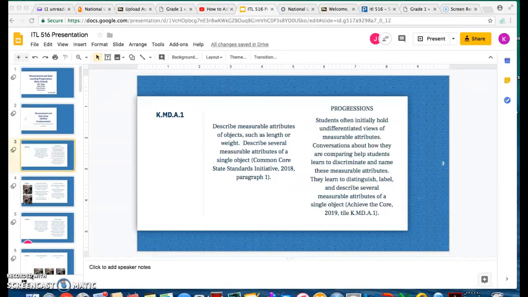So after measuring the table, you can have them measure a book with handspans. The children would see that the book is shorter than the table. So they should be able to then communicate, the book is shorter than the table, or the table is longer than the book.